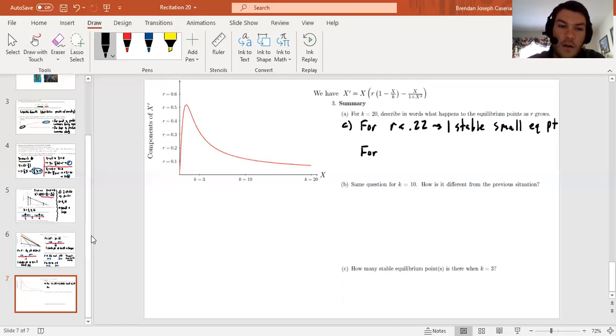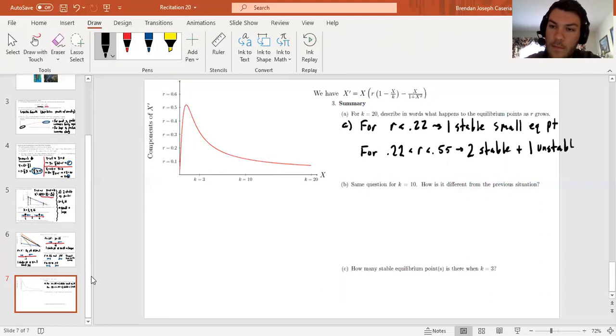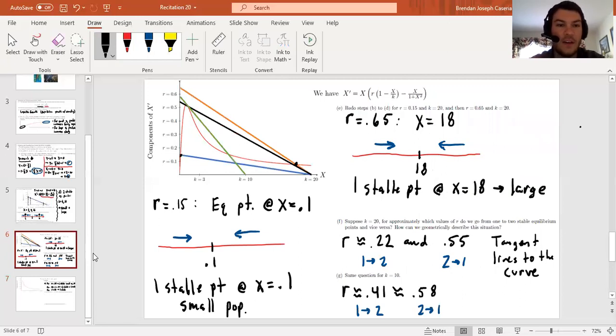For R between, what was the other value, 0.55? So R between 0.22 and 0.55, we have 3 equilibrium points. 2 of them are stable and 1 of them is unstable. And then for R greater than 0.55, we go back to 1 stable. And in this case, we have the black line here. The equilibrium point is going to be large.